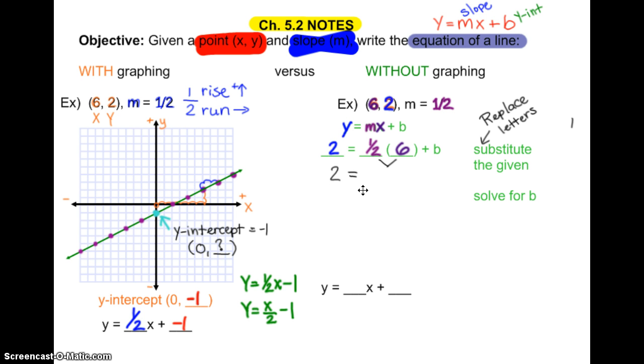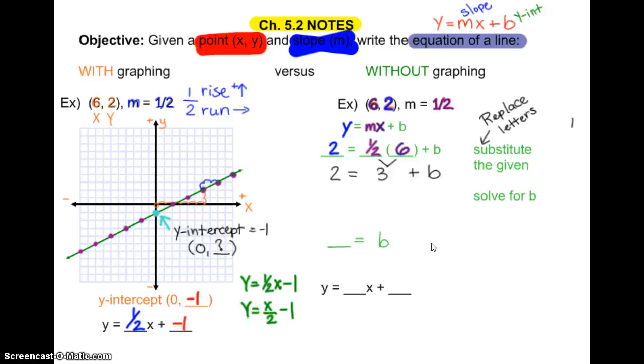You guessed it, half of 6 is 3. So 2 equals 3 plus b. But my objective, remember, is to get the equation of a line, and I'm not quite there yet. I have to solve for the y-intercept, also known as the variable b.